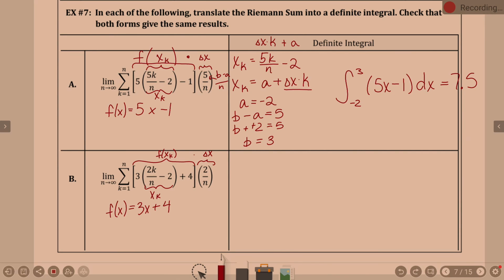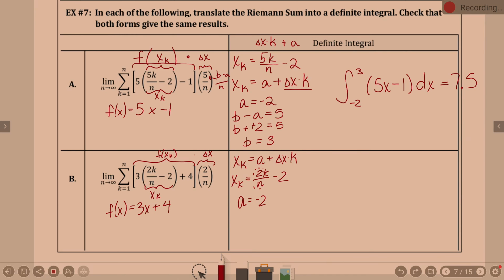So, if x sub k is a plus delta x times k, and we're saying that our specific x sub k is 2k over n minus 2. Do you see it? We've got the 2 over n times the k for delta x times k. And so a is negative 2. I promise it's not always negative 2.